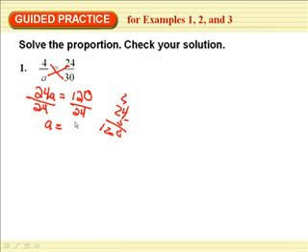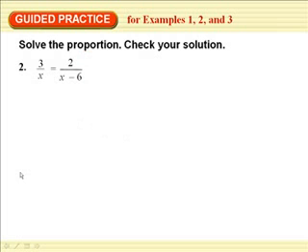Yep, A equals 5. And 5 times 24 is 120. 3 times 4 is 120. I know they both equal 120 when I multiply them. They check. We're good to go. A equals 5.